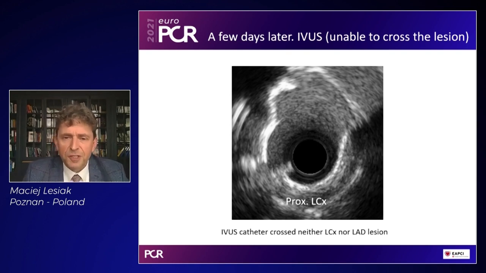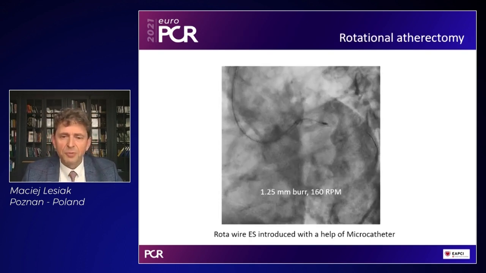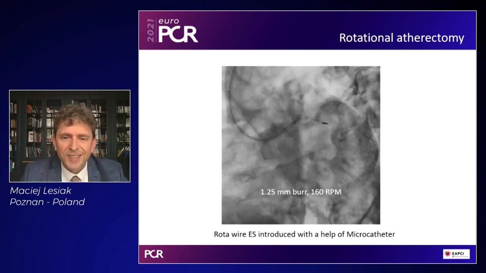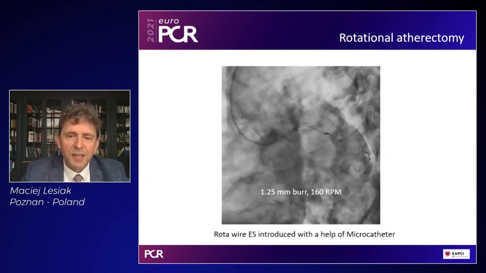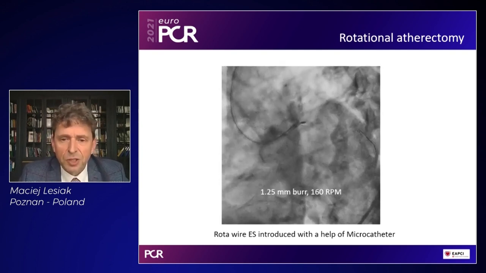I wanted to start with the imaging, but again, I was not able to deliver the IVUS catheter to the lesion. So I can only show you the proximal part of the left circumflex artery, where you can appreciate an almost circumferential calcified ring in this vessel. Of course, many of us know that if you are not able to get the IVUS into the lesion, that means that you should refer to rotational atherectomy. So I decided to use rotablation.